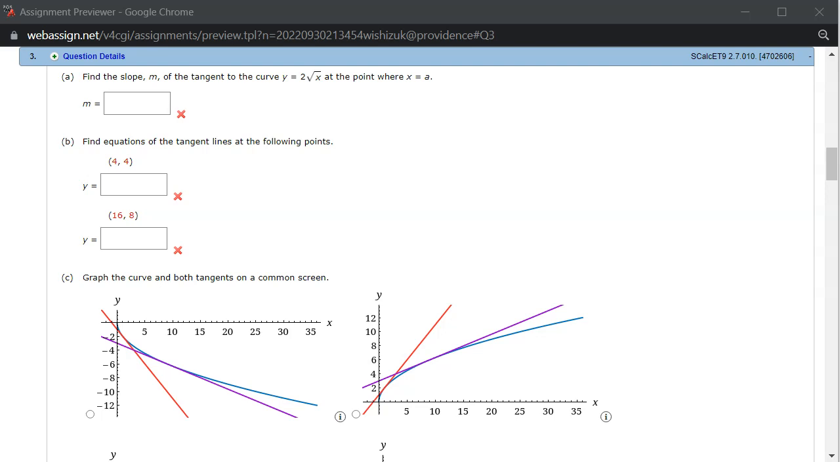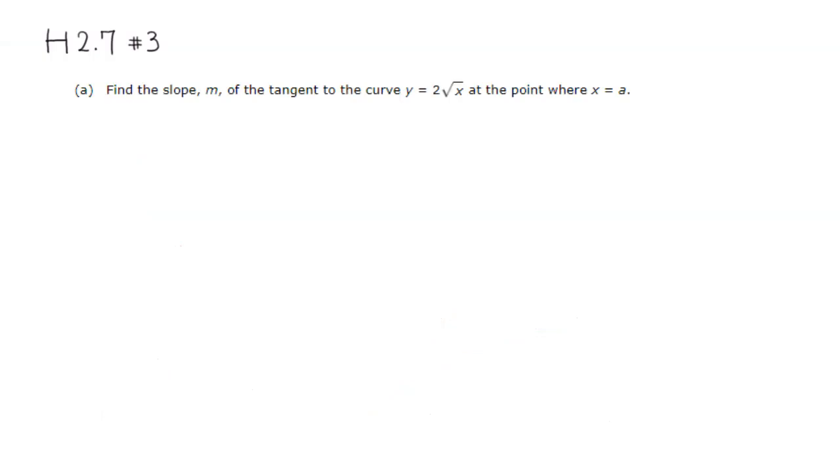All right, let's look at homework 2.7, problem number 3. We want to find the slope of the tangent line to the curve y equals 2 times square root of x at x equals a. So let's do that. We want to find the slope m, which is just going to be f prime of a.